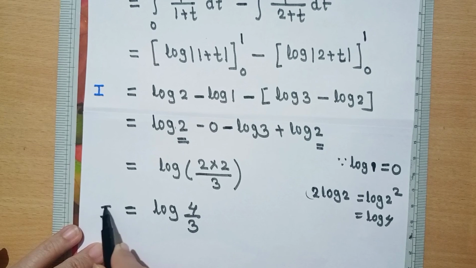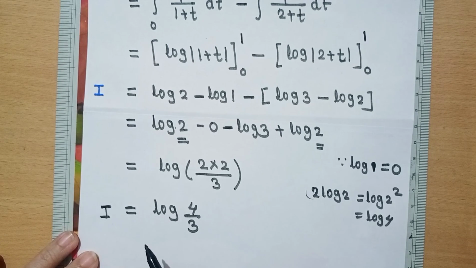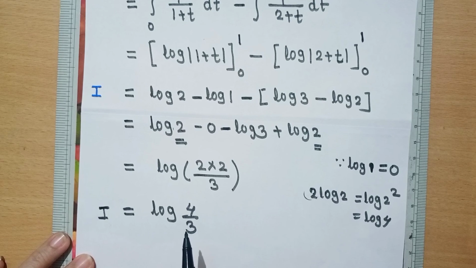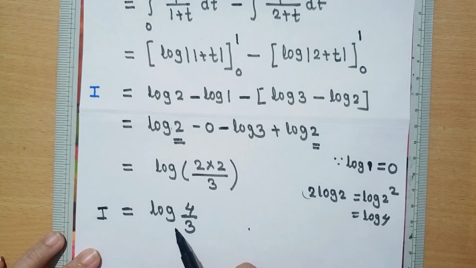In this way, you have to solve the remaining examples by the substitution method. And here we have completed question 2 from exercise 4.2. And in the next lecture, we are going to check the properties of definite integrations and examples on it.